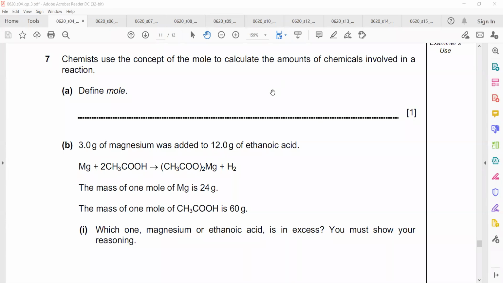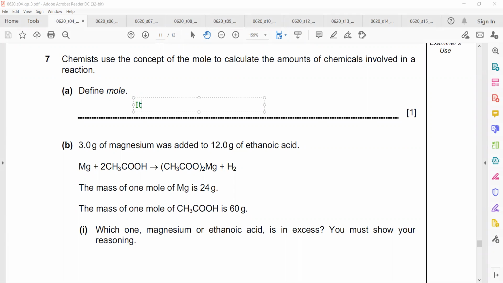Today we'll discuss the questions related to moles and empirical formula. The first question: chemists use the concept of the mole to calculate the amount of chemicals involved in a reaction. Define the mole. So how do you define the term mole?